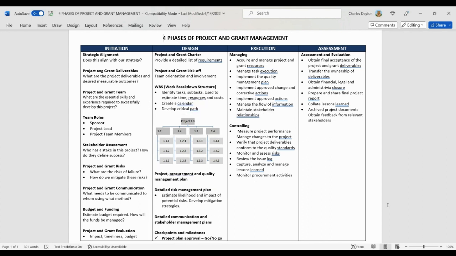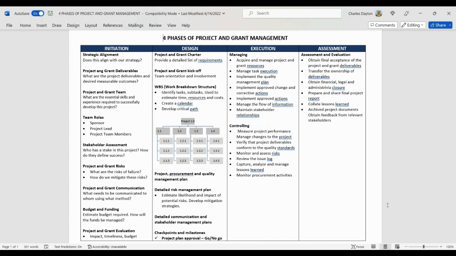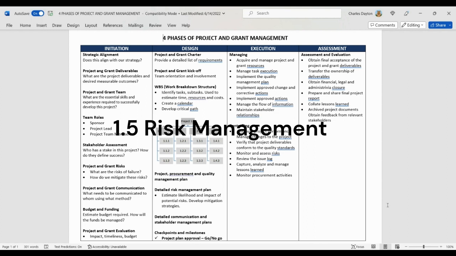Now, the project is not successful unless it meets the stakeholder needs. So we need to determine who has a stake in the project and how do they define success. Again, a lot of our deliverables are generated from this dialogue. It can be interviews or assessments, some kind of interaction, and get very clear about what those outcomes need to look like.